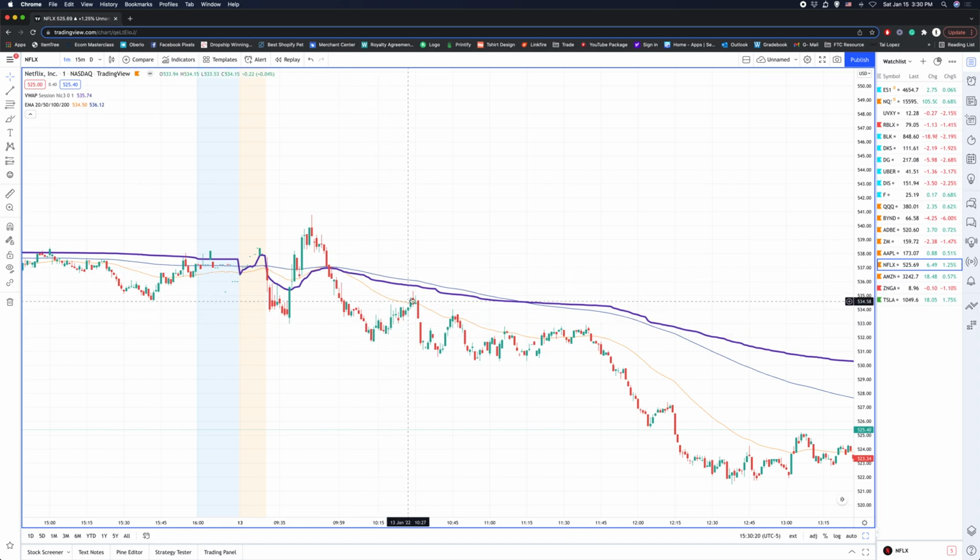It did a little reverse, rode back, really riding that 50 EMA right here really nicely, right? Adds a little resistance, and boom, all of this profit right here. Now I probably would have been out somewhere around here.